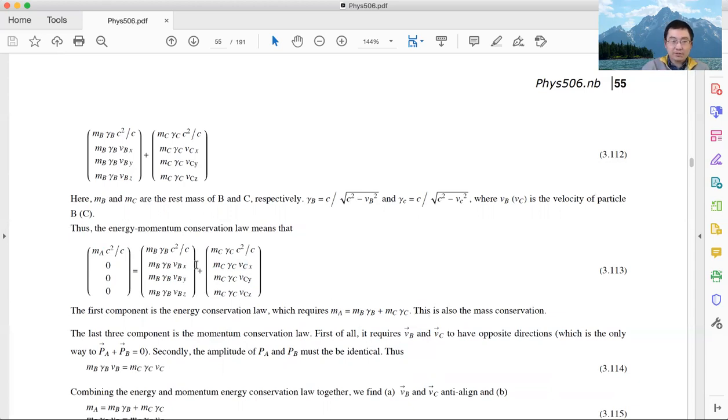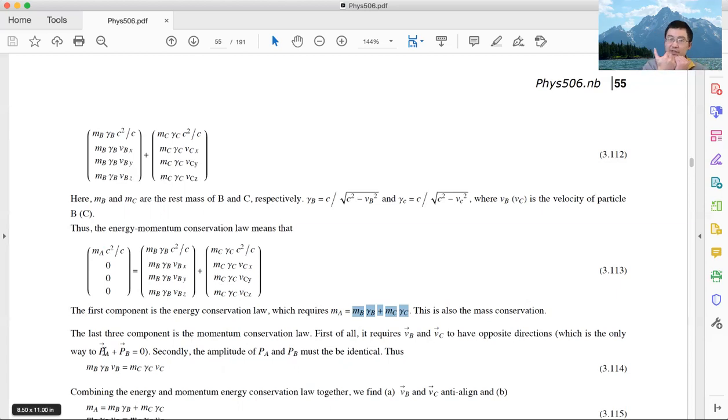So the first component is my energy conservation law, but at the same time, it is also the mass conservation law. The mass of my initial state should equal the total mass of my final state. So energy conservation and mass conservation are the same thing in special relativity because E equals mc squared. The last three components of this equation give me my momentum conservation law. And the momentum conservation law here tells us two things immediately.